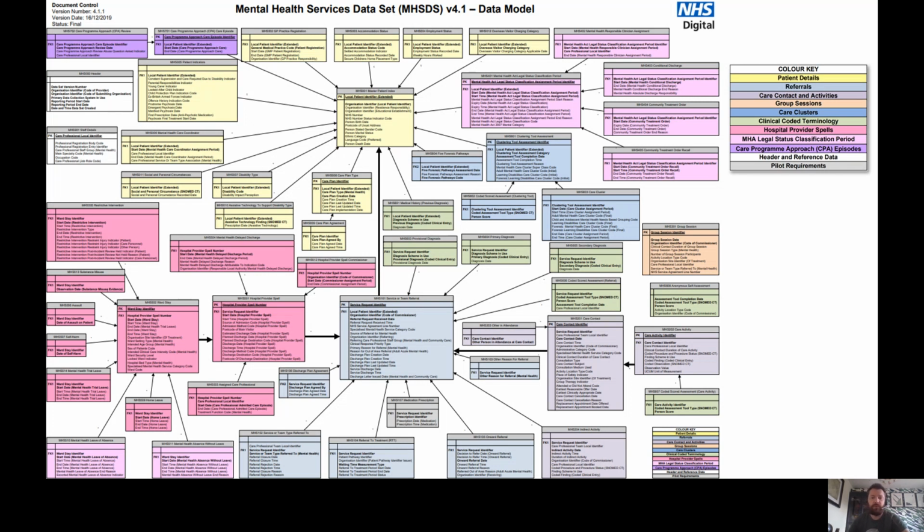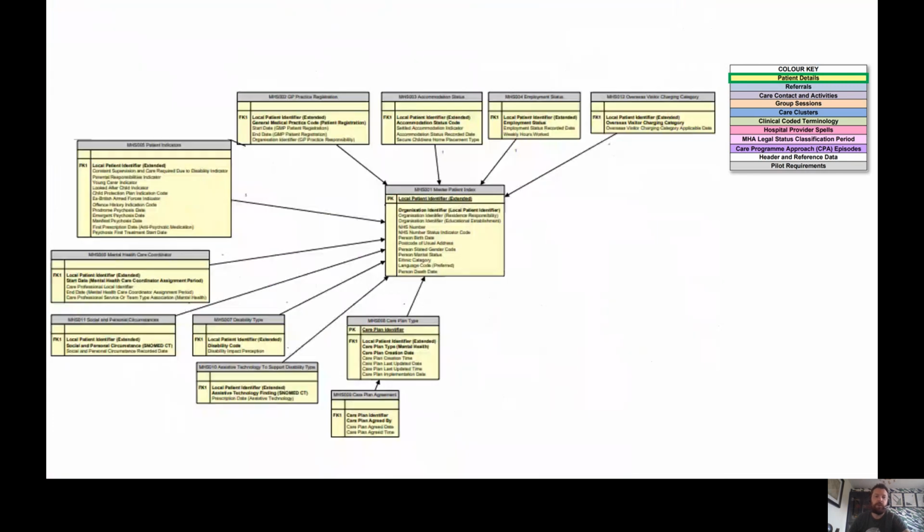So if we were to look, for example, at the patient details, so that's that yellow set just in the top middle of the data model. If we zoom in on those, we can see that we include things like the master patient index, which contains lots of information about that person, their ethnicity, their NHS number, their gender, their marital status, lots of demographic information. We also have bits of information that relate directly to that person that wouldn't change depending on the referral that that person has.